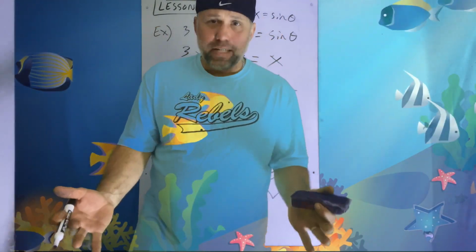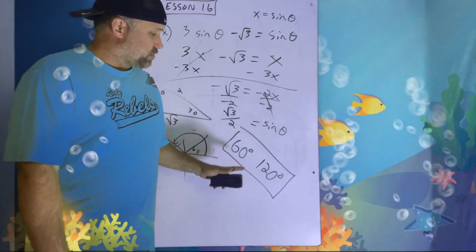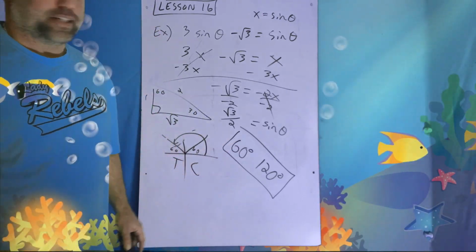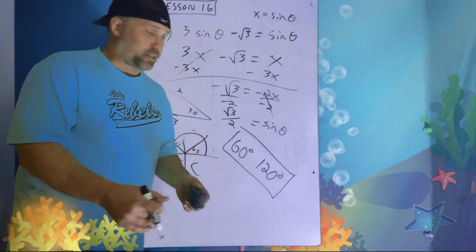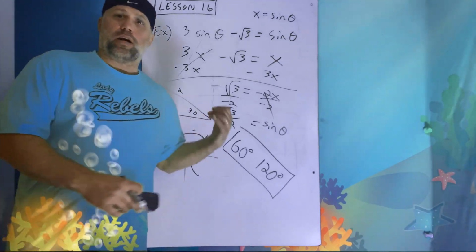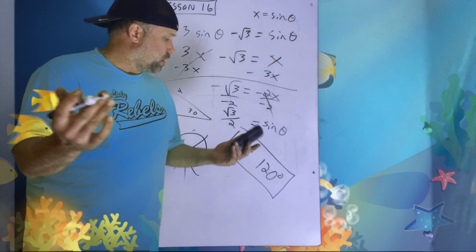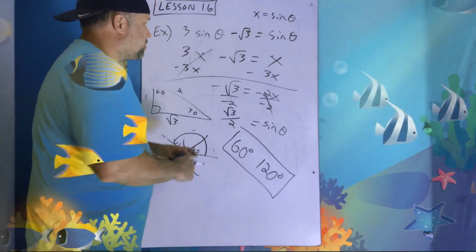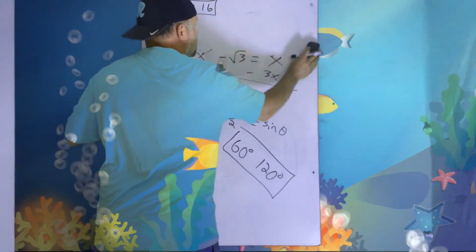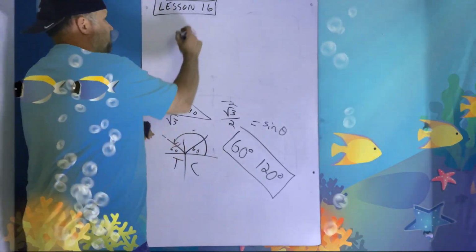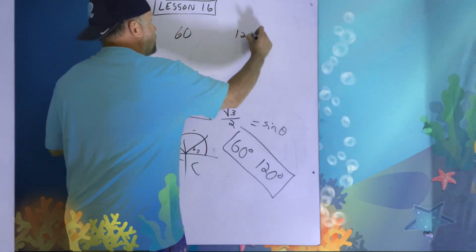Now, the only other thing that could change with all this is maybe your answers need to be in radians. Piece of cake. You could take your answers and swap them over to radians if you need to, if the question tells you that. So let's say, for example, this problem I'm doing right here wanted your answers in radians. All right, no big deal. We can take 60 and 120 and convert them to radians.